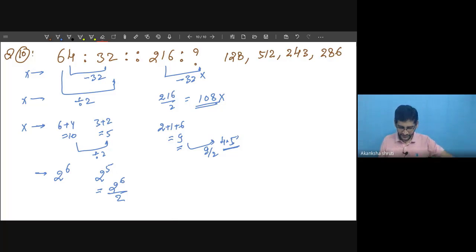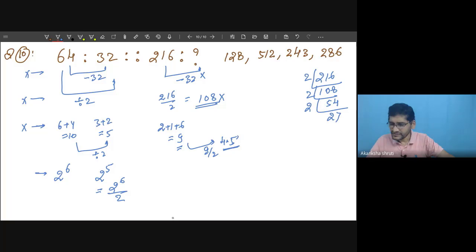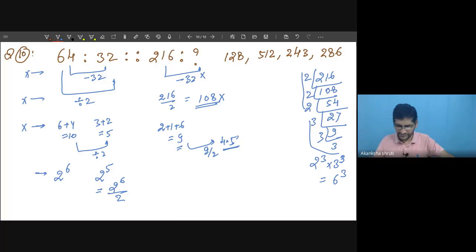216. What is this 216? How will you find it? बहुत सारे बच्चों को डिफिकल्टी होती है, तो फैक्टराइजेशन जो बचपन में करते हैं वही यहाँ भी करिए. 216 divided by 2 is 108. 2 means 54. Then 27. Then this is like our 3, 9, 3, 3. We are observing it is 3 and 3. 2 cube into 3 cube, or you may write this as 6 cube itself.